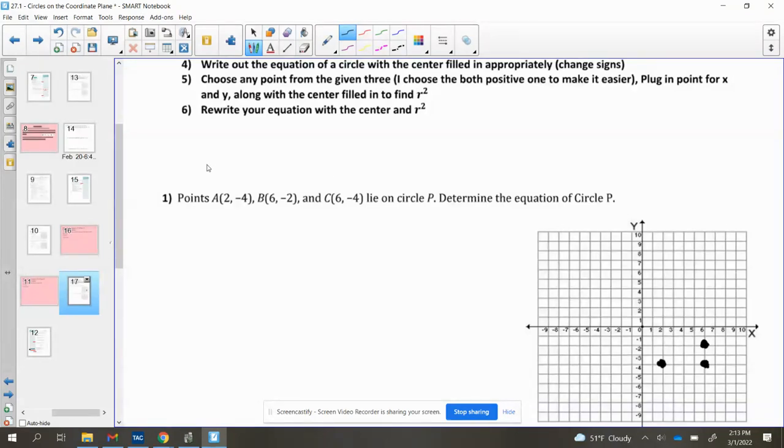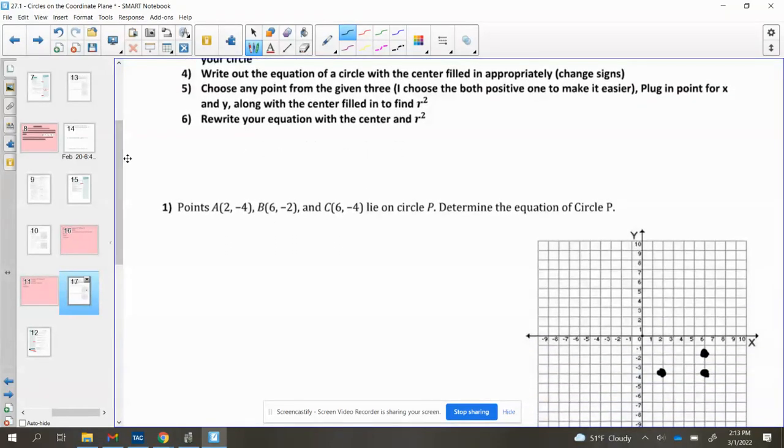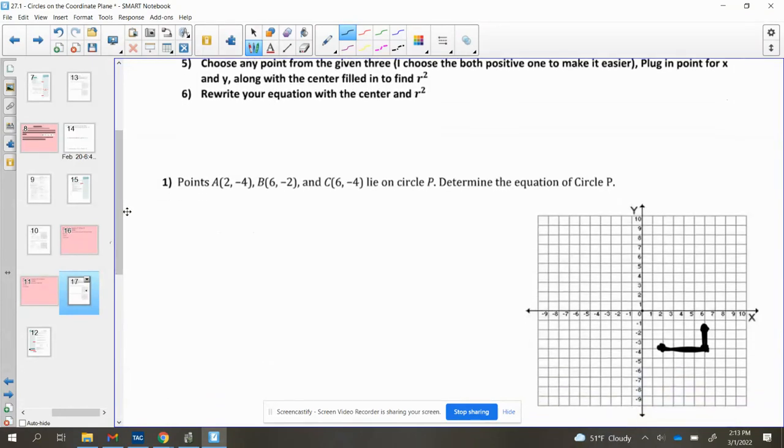The next step, it says, is to then connect all 3 points to make an L shape. So we're going to connect these with a horizontal segment and a vertical segment so we see this L shape. And from there, we want to figure out what the midpoint of each of those segments are. So if we look at this horizontal segment, directly in between the points of (2, -4) and (6, -4) is (4, -4). And on the vertical segment, in between (6, -4) and (6, -2) is the point (6, -3).